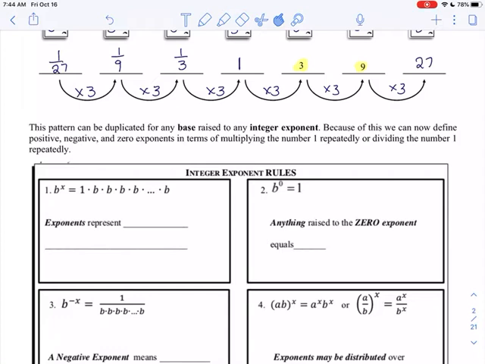So let's look at some of these rules that I have down here, the integer exponent rules. If I have b to the x power, that's just really 1 times b times b times b times b. However many x's I have, that's however many b's I have. So whatever that exponent is, that's how many times I'm multiplying b by itself. So the exponent represents the number of times you multiply the base by itself.